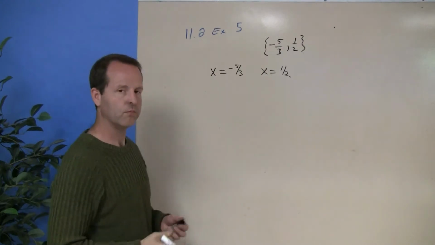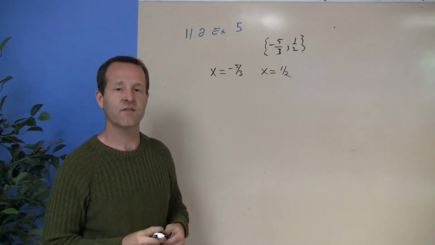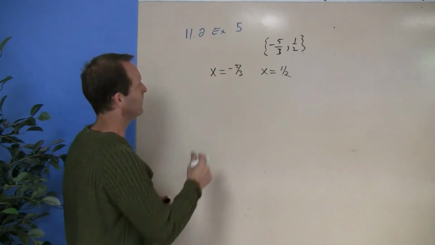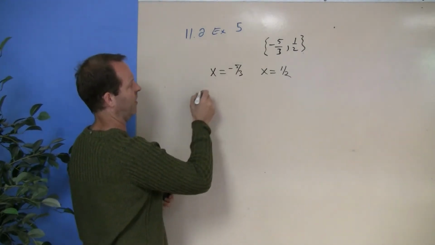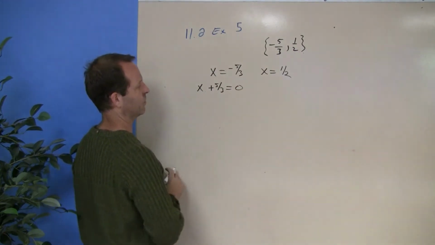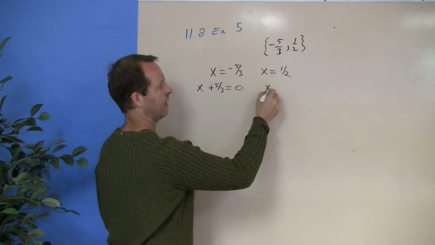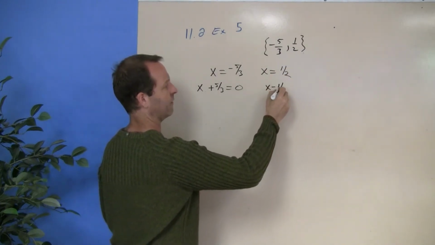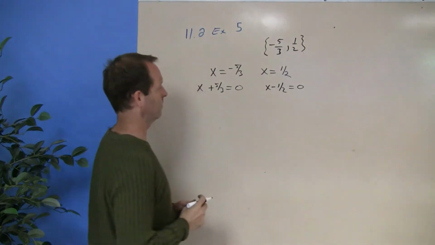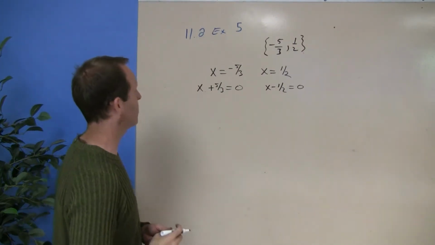Well, let's try to work ourselves backwards. We found those solutions by setting factors equal to 0. So I'm going to add 5/3 to this first one. So I have x plus 5/3 equals 0. And then I'm going to subtract 1/2 from both sides. x minus 1/2 equals 0. That has given me my two factors to my original equation.